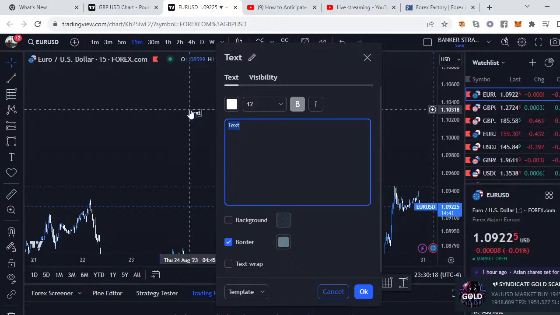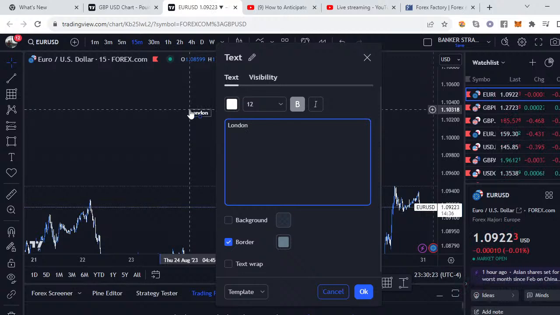These are the times that you would like to look at the charts. London session. People say it's 3. Yes, it's 3 in the morning, but I like to look at pre-London. So pre-London is 2 a.m. 2 to 6 a.m. is London open.